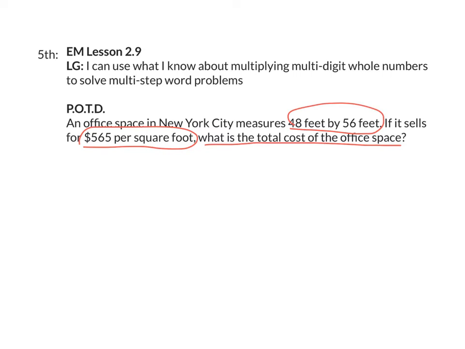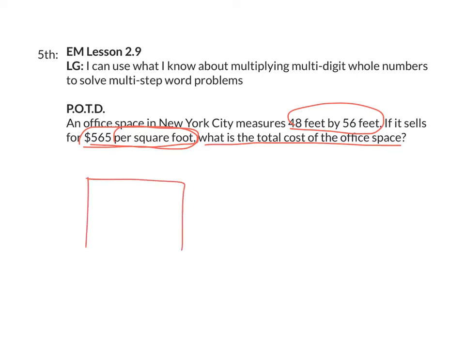Okay, for this question, we're trying to find the total cost of the office space. So in order to do that, because we know that the price is per square foot, we have to find out how many square feet there are. Another way of saying that is finding out the area, right? Because the area of the office space will tell us the total number of square feet. And then since we know the price per square foot, then we can find out the total cost.